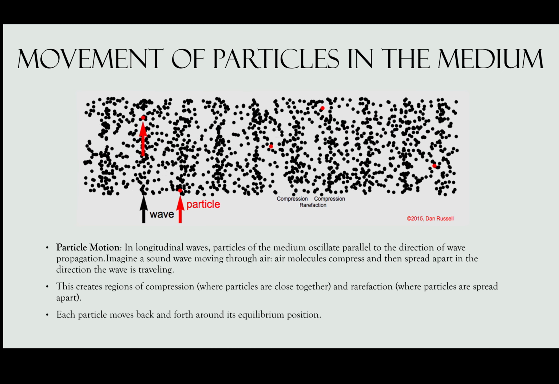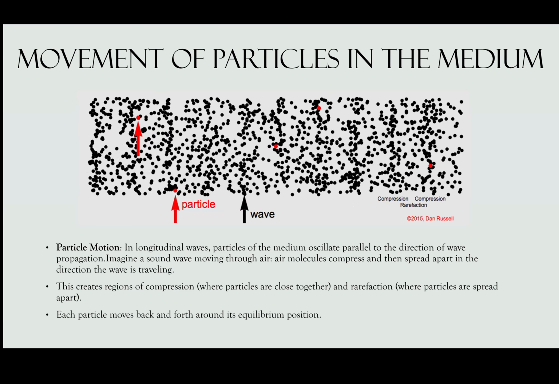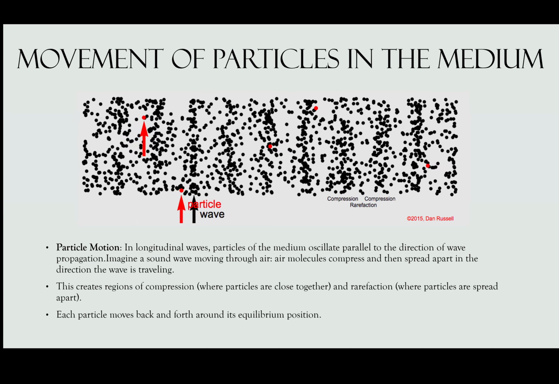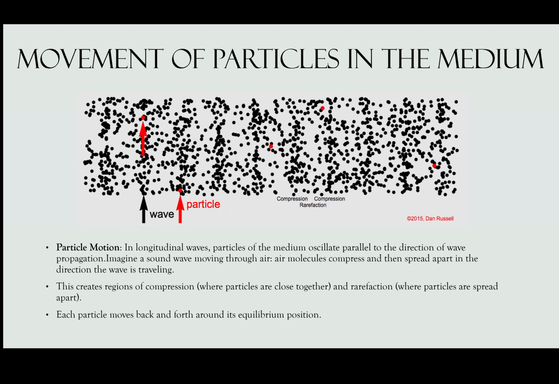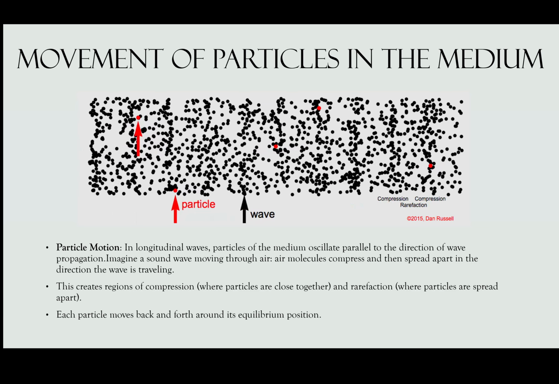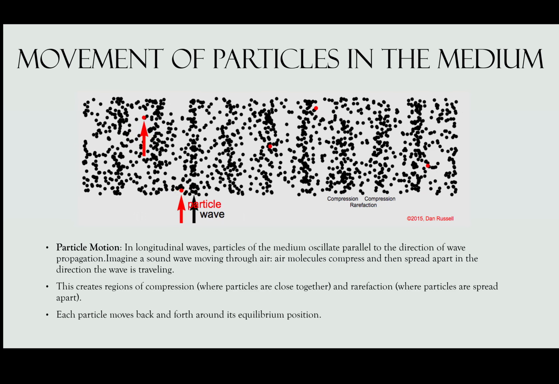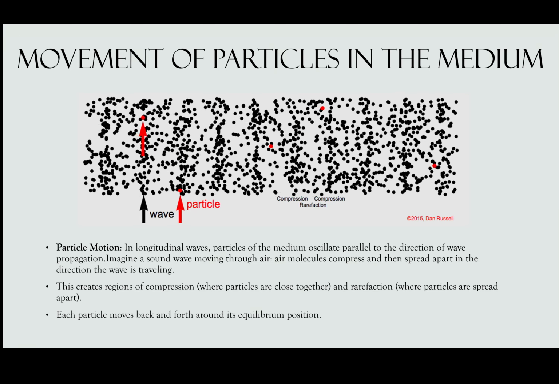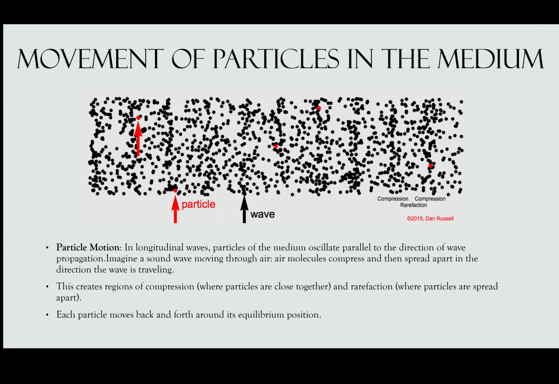This is a movement of the particles in the longitudinal waves. Alright? So we know that the particles oscillate in the medium parallel to the direction of the wave propagation. Right? It creates regions of compression and regions of rarefaction, right? So compression when the particles are close together, rarefaction when the particles are spread apart. Alrighty? So that is that. So we can see the wave moving across with the compression and the rarefaction.